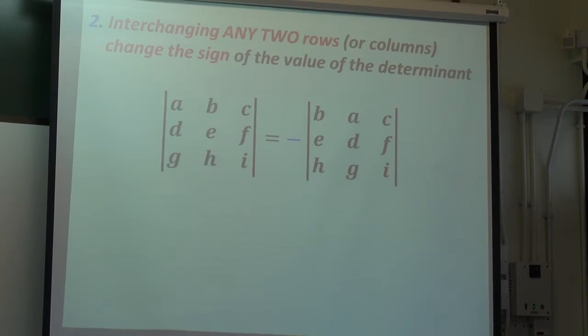I think the third row and column remain the same, right? It's just an interchange between the first and the second column. And if that's the case, the value will change to negative. And that's why, in order to compensate for that effect, I have to put a negative sign in order to make them equal.